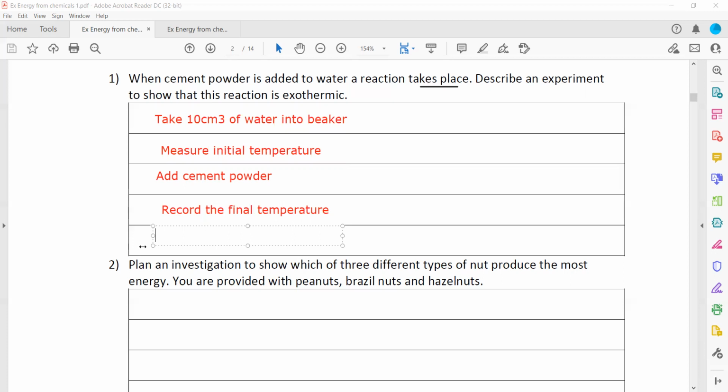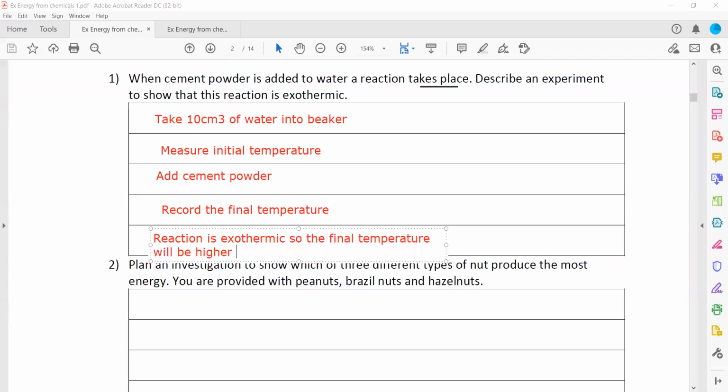So if the reaction is exothermic, the final temperature will be higher than the initial temperature. Because the reaction is exothermic, that is, releasing energy when we add cement powder to water, the water temperature will increase.